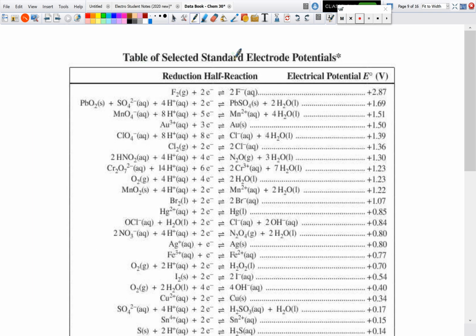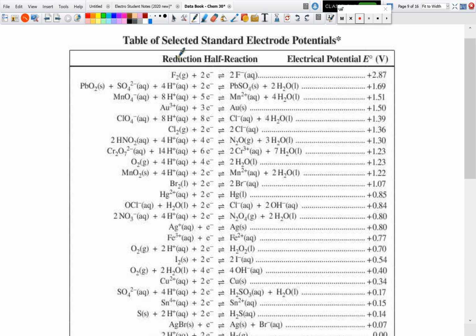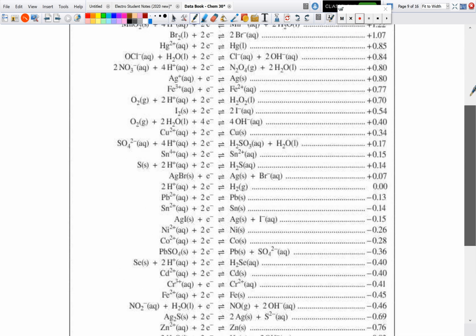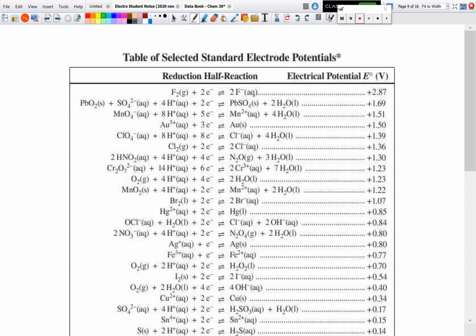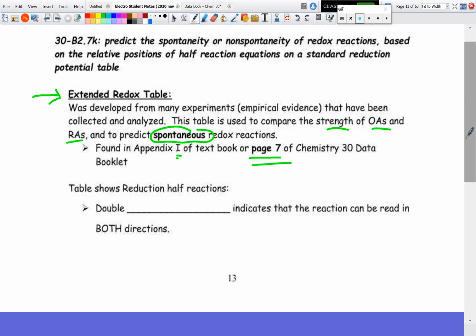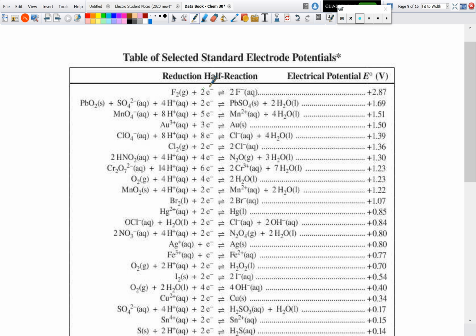So it should read table of selected standard potentials, and we have reduction half reactions all here, and this whole electric potential thing, we'll get into when we get into electrochemical cells, but we have a lot of different reactions here. So this table shows reduction half reactions. Now you will notice that there's double arrows. So this means that the reaction can be read in both directions. So even though these are all reduction half reactions, we have that double arrow here, meaning that we can read it from right to left, or we can read it from left to right, or left to right to right to left, sorry.